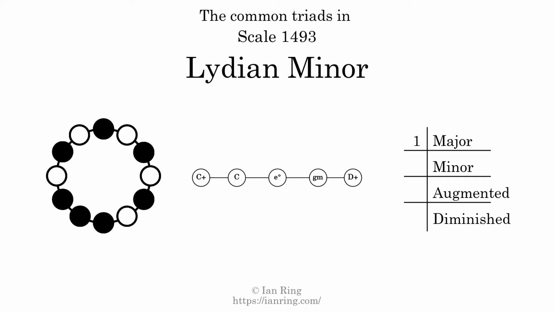There is one major triad. There is one minor triad. There are 2 augmented triads. There is one diminished triad. Here is a Hamiltonian path of parsimonious voice leading that uses all the triads.